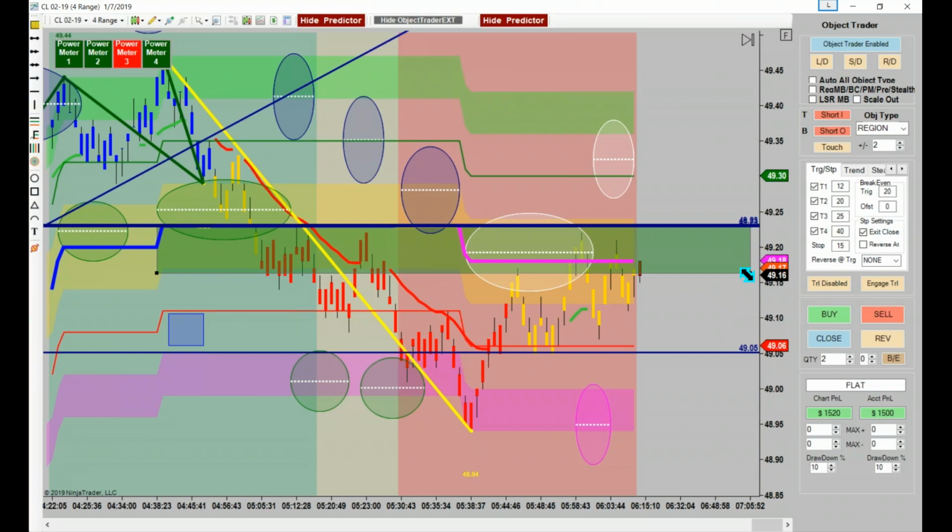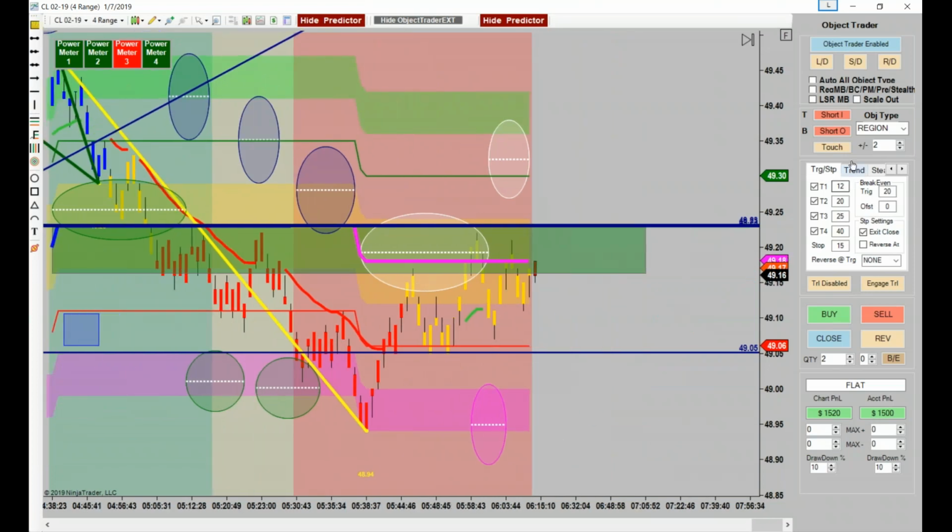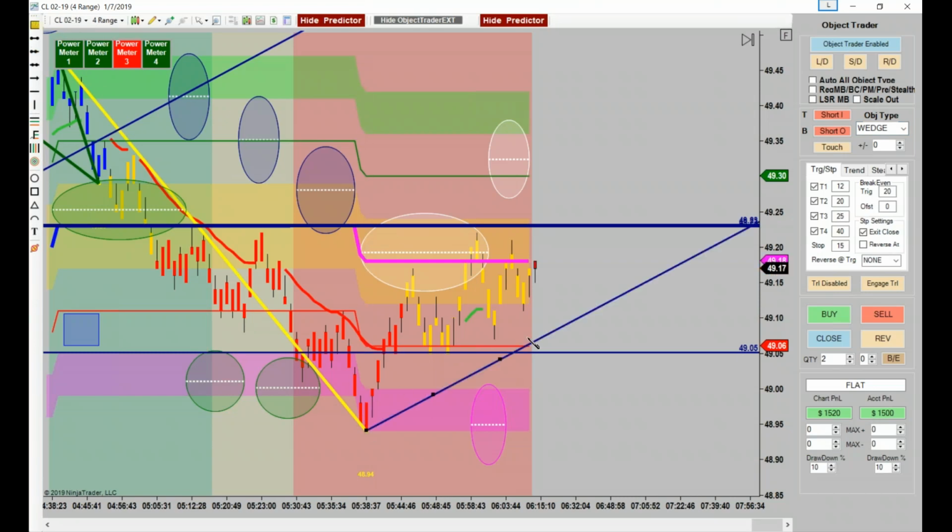Still getting higher lows. And guess what else you could do? Absolutely. You want a little bit safer trade? Let's do it. Let's go with a wedge because I see a trend line now.